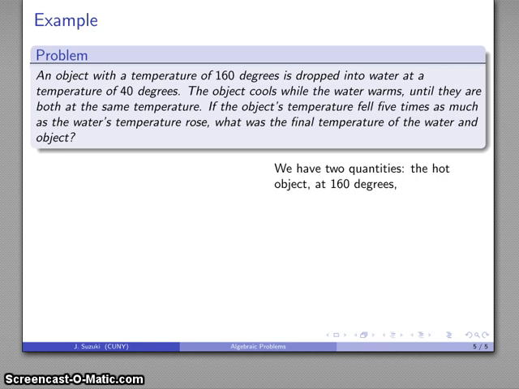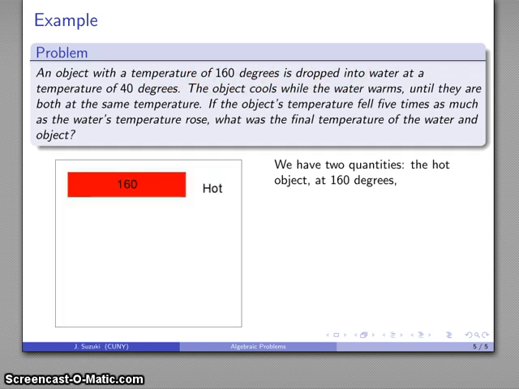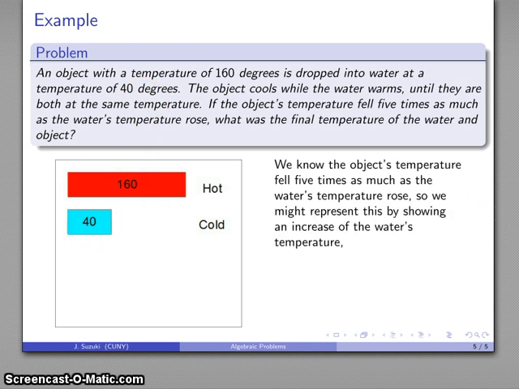So it seems I have two quantities here. The object, the hot object, at a temperature of 160 degrees, so maybe that temperature is going to be 160. I also have the water at 40 degrees, that's our cold object. And I have two tapes, and because their magnitudes are different, their tape lengths are going to be different. All right, so let's take into account what the description is.